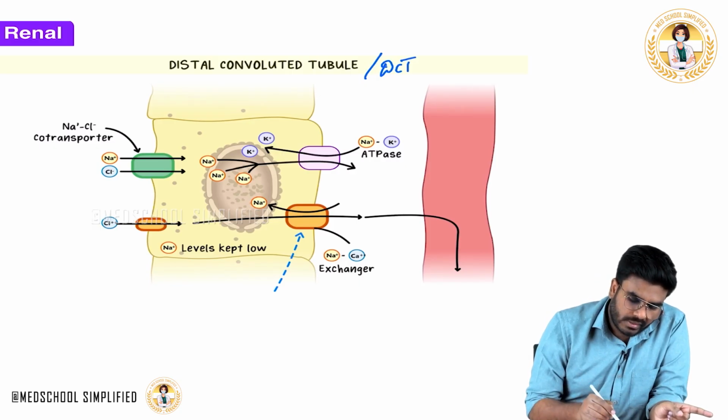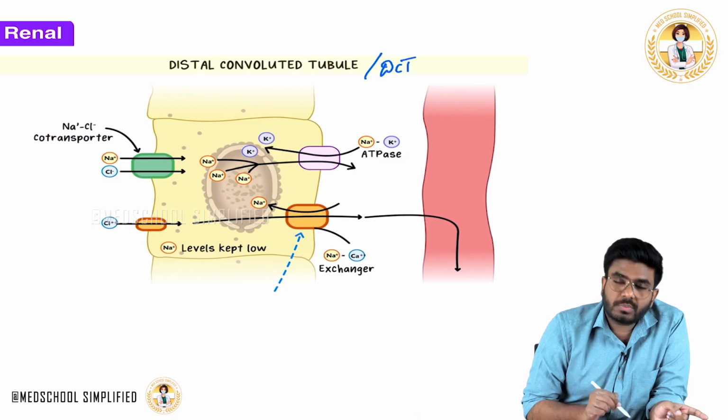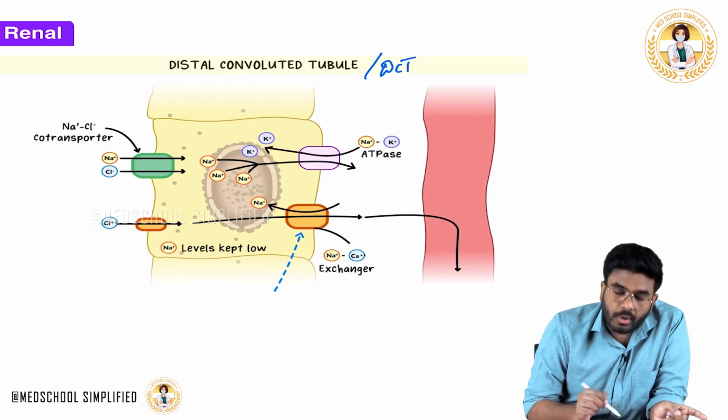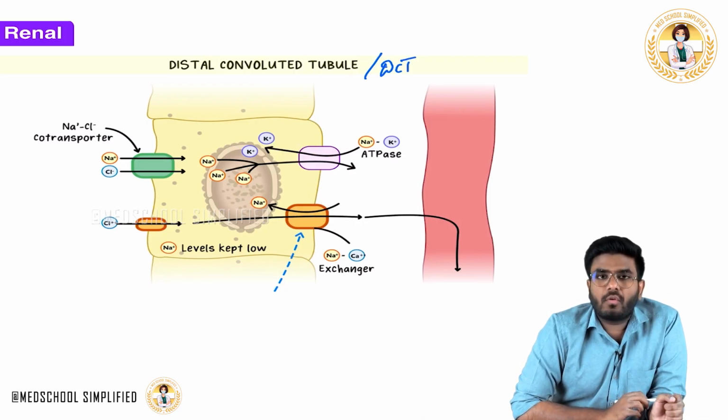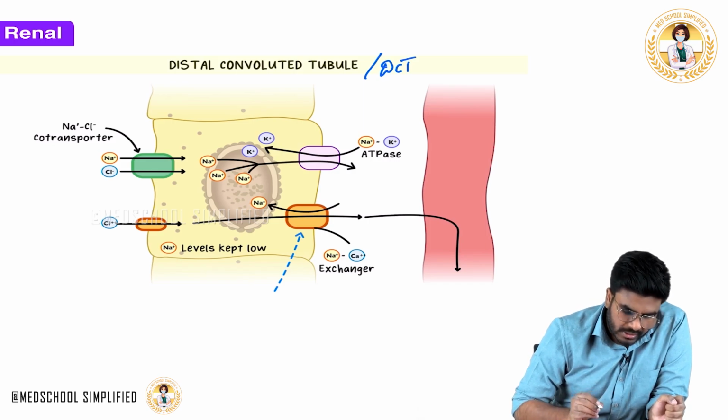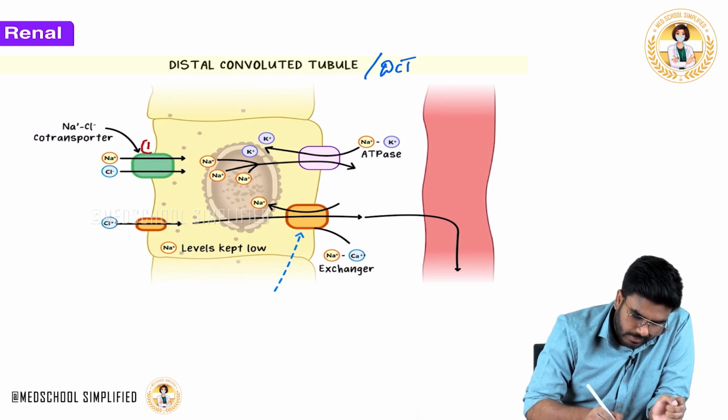Now on this luminal membrane, there are two important transporters present, and on the basolateral membrane also, two more important transporters are present. So first of all, what are these transporters? That's the first important topic. Now one important transporter, this is transporter number 1.